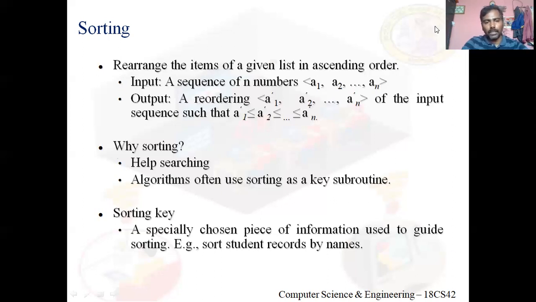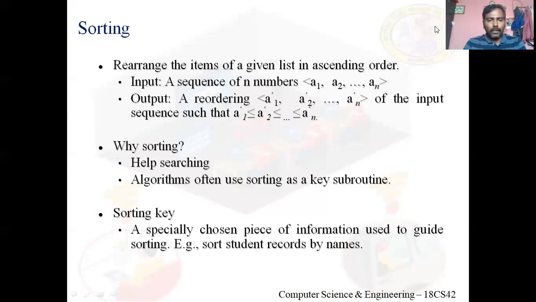In sequential search, the input sequence need not be in order. Whereas in binary search, the prerequisite is that the sequence of n numbers, n characters or n strings should be sorted. So once the sequence is sorted, then you can apply binary search. Binary search is faster, and even in the worst case it's logarithmic. Clear? So why sorting? Sorting helps searching.